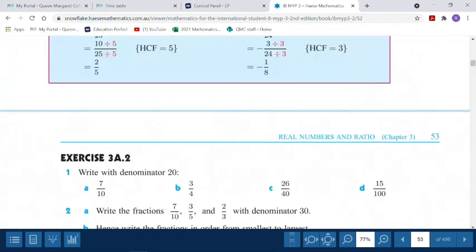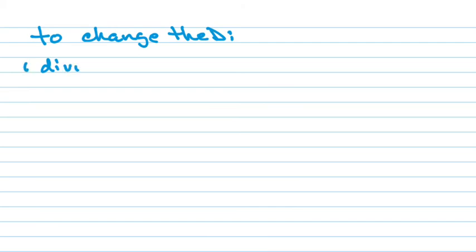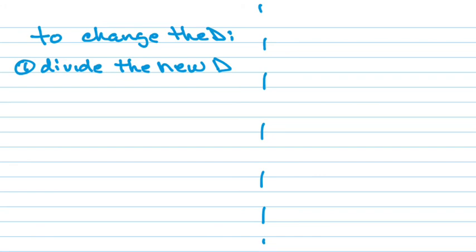All right. So in some cases, you're going to be asked to change your denominator. Now, your calculator can do the math for you, but it cannot change the denominator for you. So you're still going to have to do some math. To change the denominator, first of all, you simply divide the new denominator, because they want you to change it to a certain number that they give you. We'll look at an example. Divide the new denominator by the original denominator.